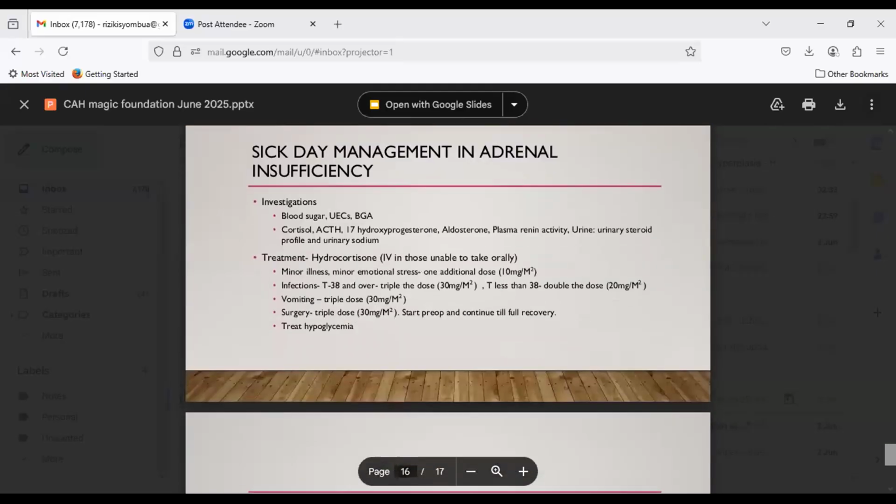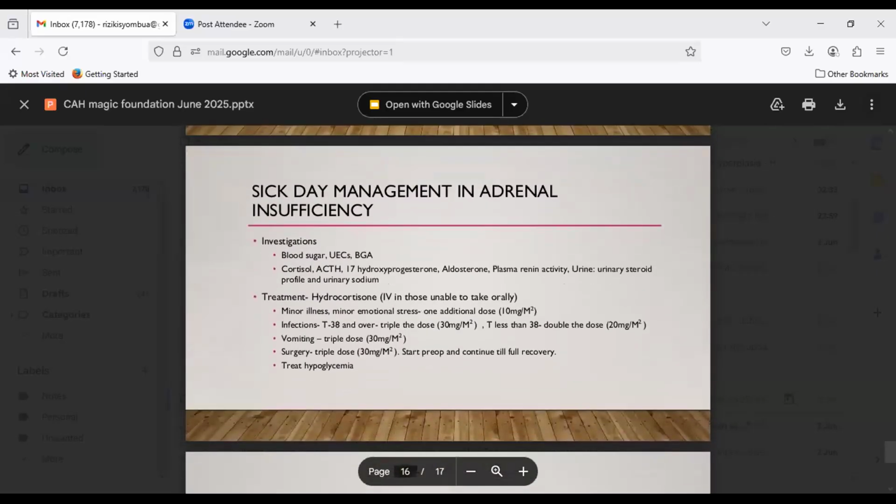Next, in terms of management, of course, for the investigation, check blood sugar, check your electrolytes, do a blood gas, as they tend to get metabolic acidosis. Look for cortisol and ACTH levels if available, and 17-hydroxyprogesterone for those who are not diagnosed yet. You may look for aldosterone levels, plasma renin activity, and in urine, the urinary steroid profile and urinary sodium. In terms of treatment, if they are in a crisis or sick and cannot take oral hydrocortisone, then you use injectable hydrocortisone. And as I said, injectable hydrocortisone is far more widely available than the tablets.